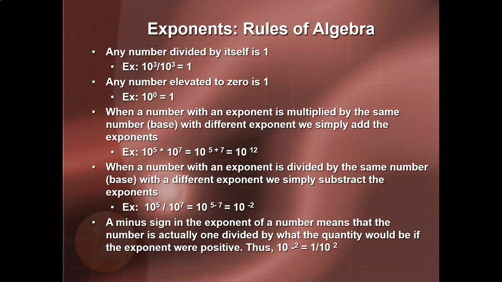A minus sign in the exponent of a number means that the number is actually 1 divided by what the quantity would be if the exponent were positive. So 10 to the minus 2 is the same thing as 1 over 10 squared.